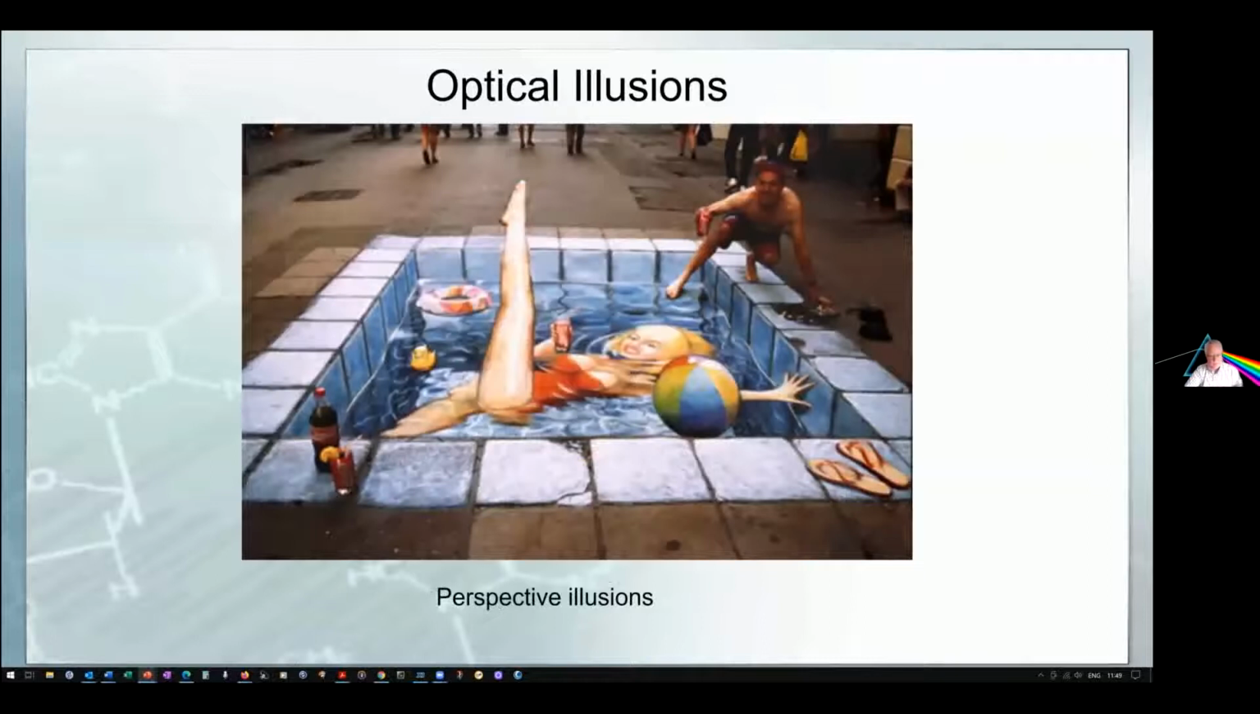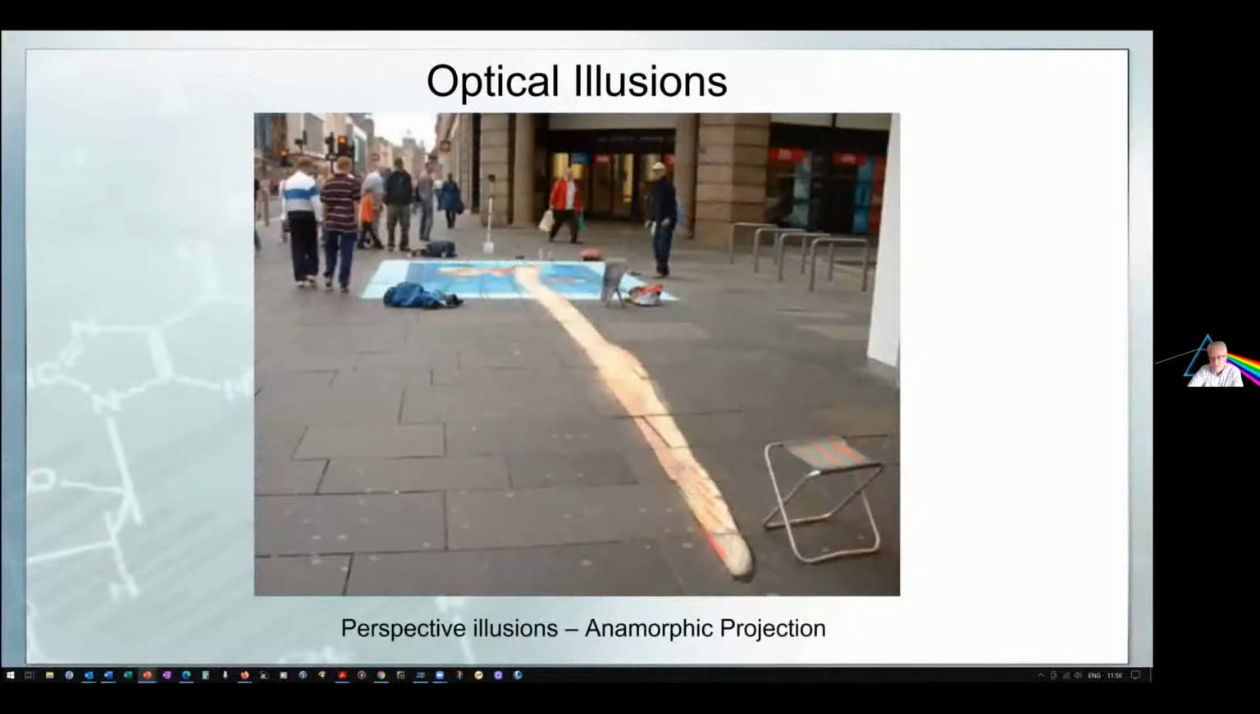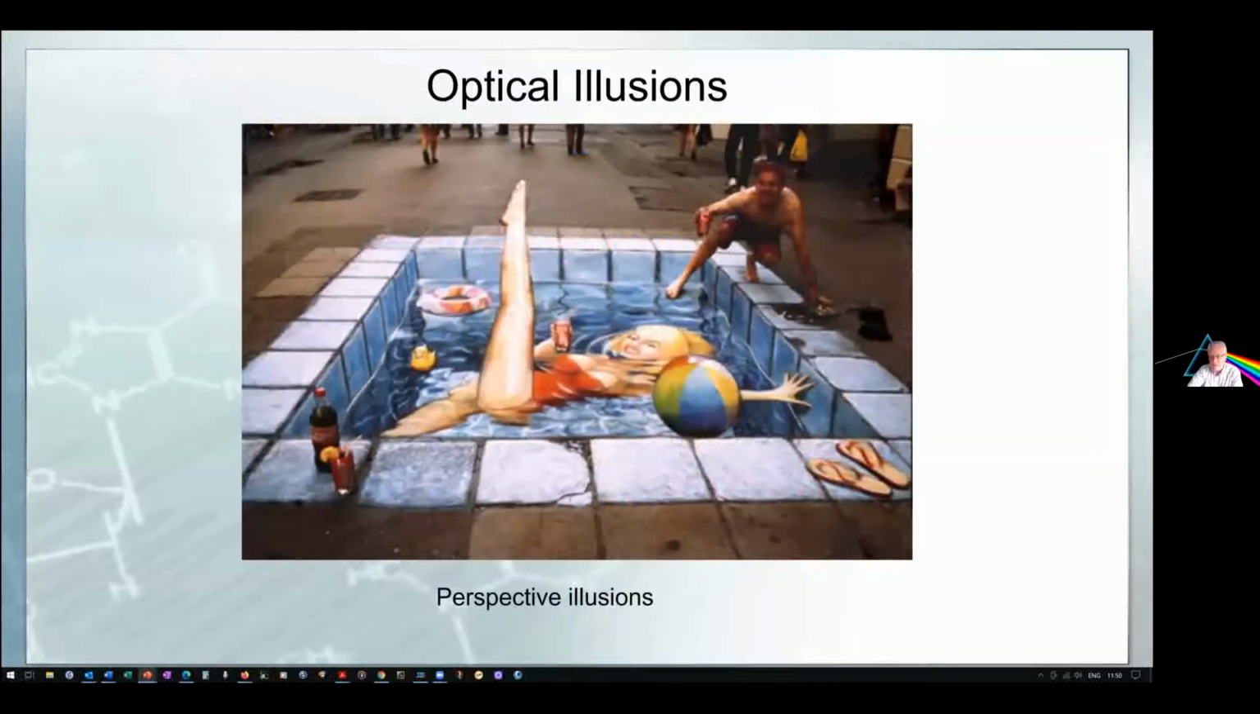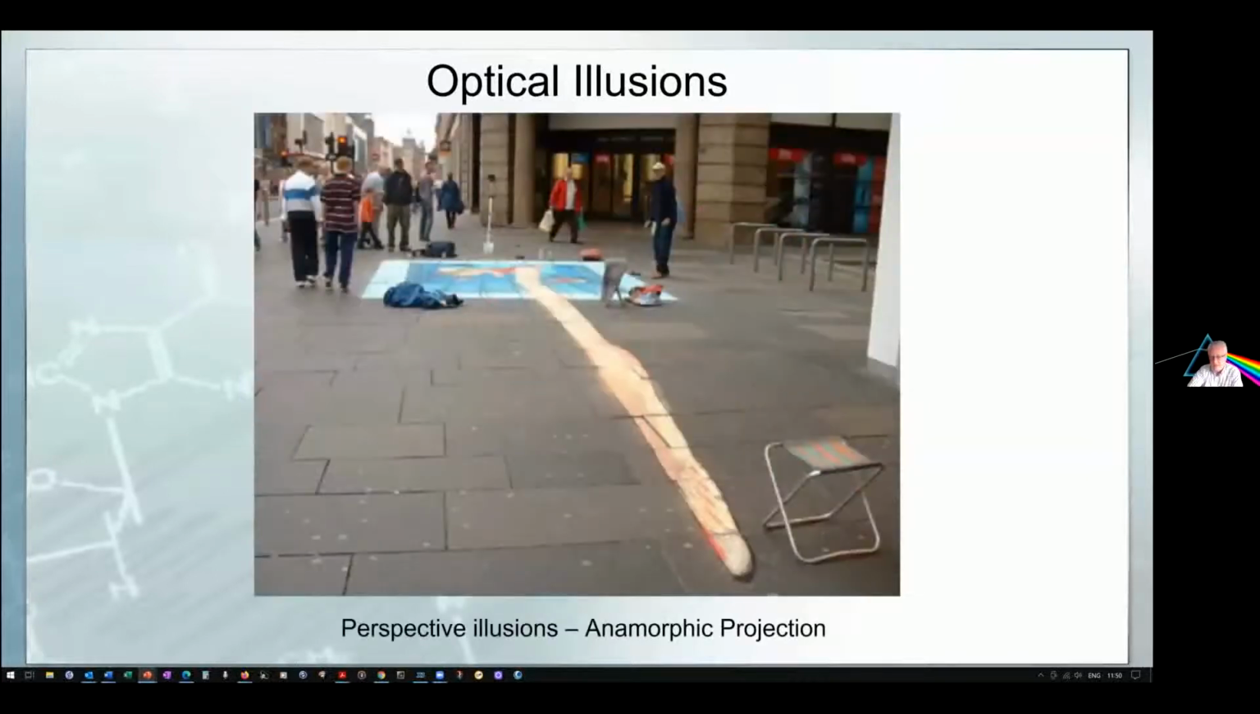Now this is an interesting one. This is called perspective or an anamorphic image. Now the chap here has painted this or drawn it on the pavement using coloured chalks, and in order to get the lady's leg apparently sticking out of the water like that, this is what he had to do. So when you see it from that other angle, walking this way, you see that. But in order to get that illusion on a flat surface, he had to draw it like that. So it's anamorphic projection.